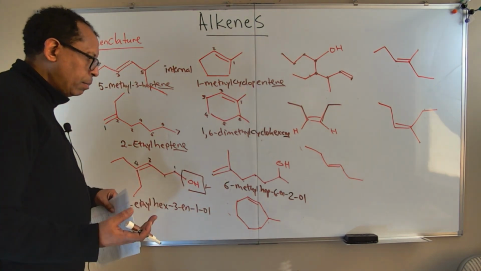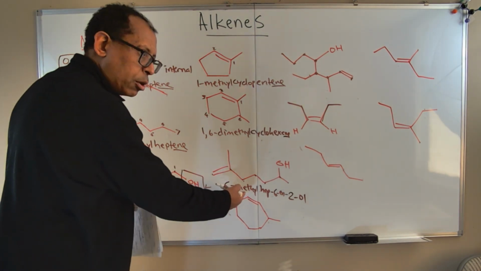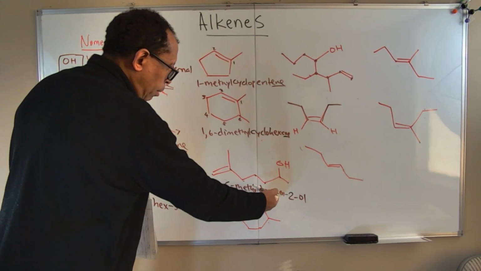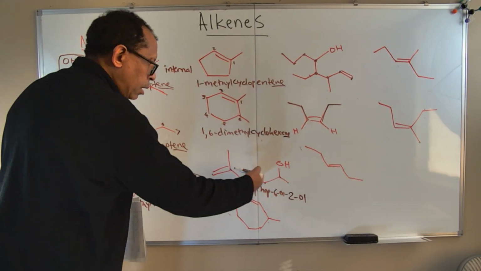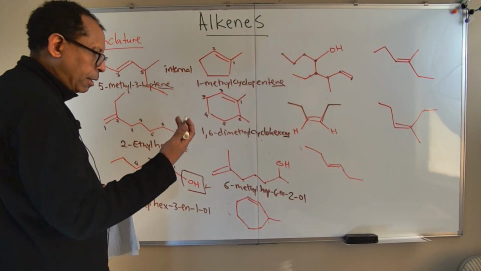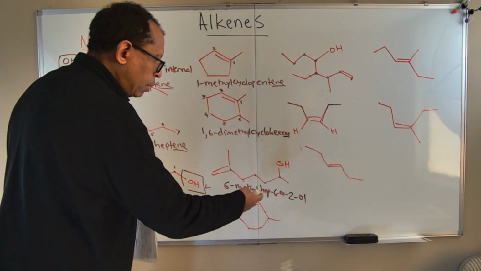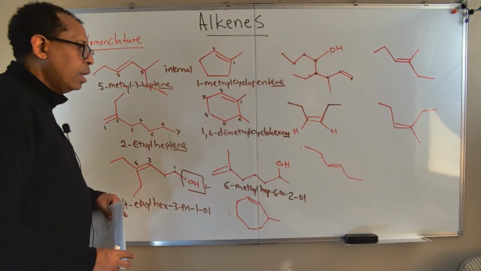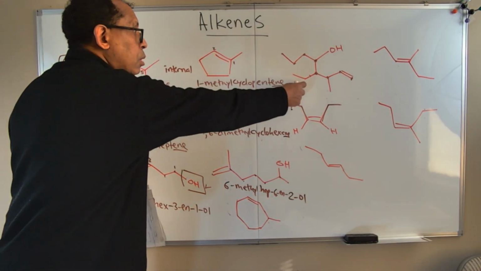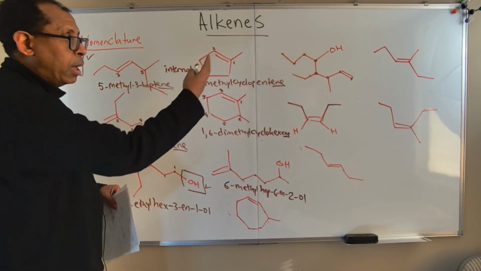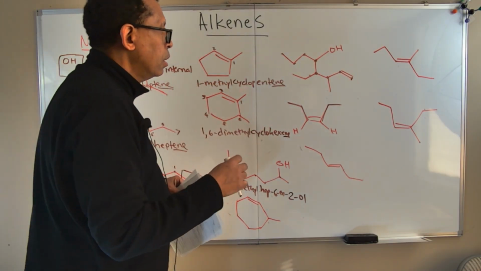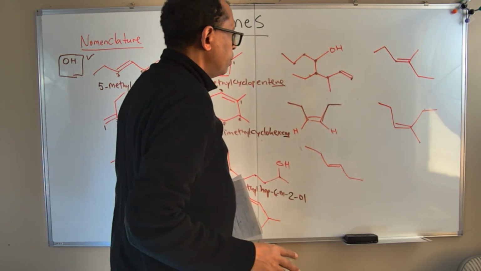So what does it tell me? At 6 position I have a methyl group, and the double bond is at 6 position. It is a heptene, meaning a 7 carbon compound. At 2 position I have alcohol. Let me jump to this one because it also has an alcohol and an alkene. So let me just count this.